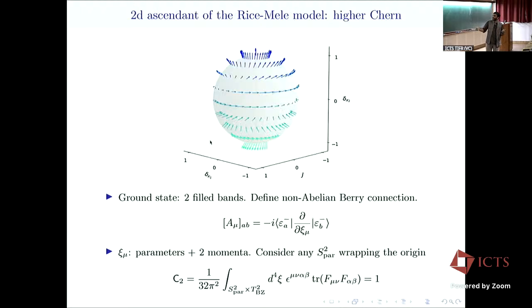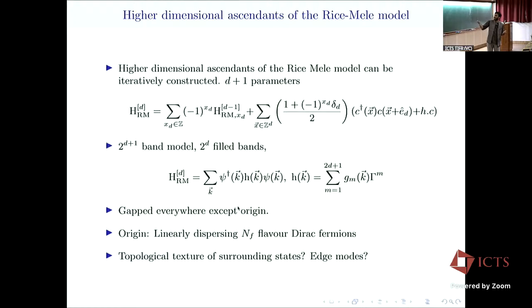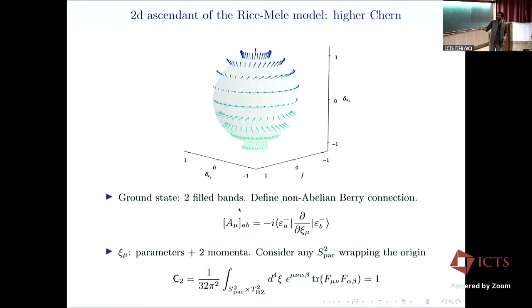So for the two-dimensional ascendant, we have 2 filled bands. Sorry, I think there was a typo. D is off by a factor of 1, so it should be d minus 1. So here you have 2 filled bands for 2 spatial dimensions and 3 parameters. So this is the phase diagram. There are 3 parameters, which are labeled as delta x, delta x1, delta x2, and j. I have not described them, but I'm happy to say what these things are later. It's a free fermion model with 2 filled bands, and in this phase diagram, every point is gapped except at the origin.